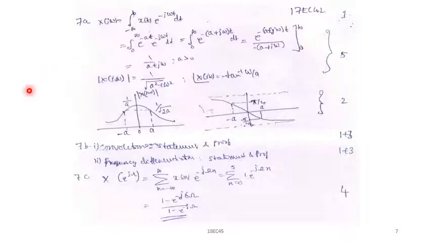7b: the convolution property and the frequency differentiation property are asked. The statement and proof is 1 plus 3. First you write the statement, which carries 1 mark, and to prove it you get 3, so 1 plus 3. This question is also 1 plus 3, so it is 4 plus 4.